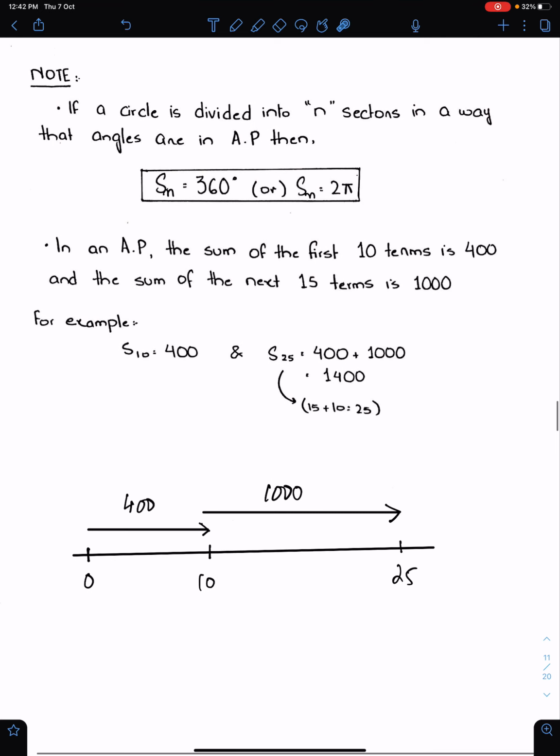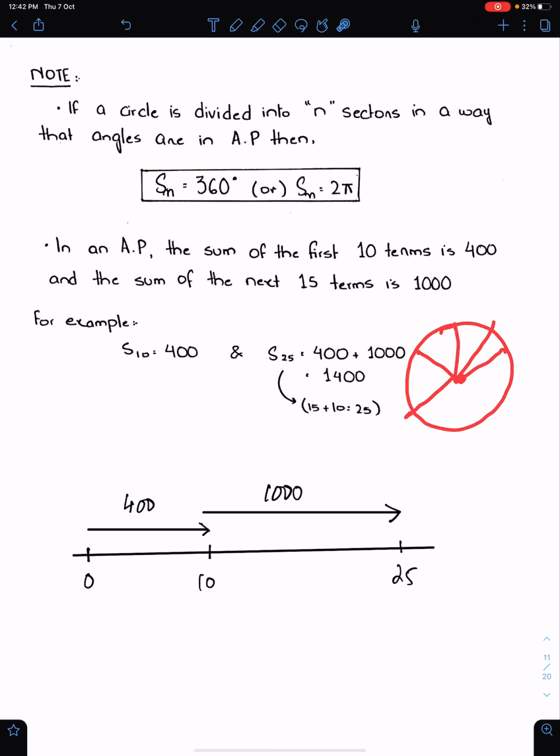Note, if a circle is divided into n sectors in a way that angles are in AP, then Sn will be 360 degrees or 2 pi in radians. You have to learn this thing. If we have n sectors and if angles are in AP, then the sum of the angles of all the sectors must be 360 degrees and 2 pi in radians.